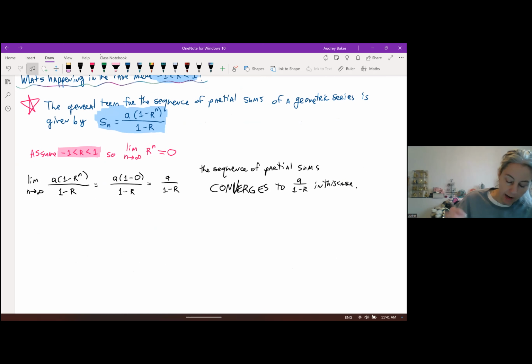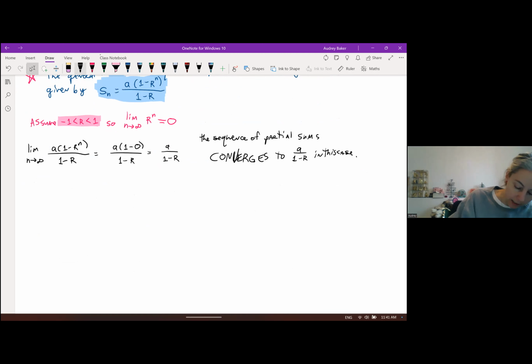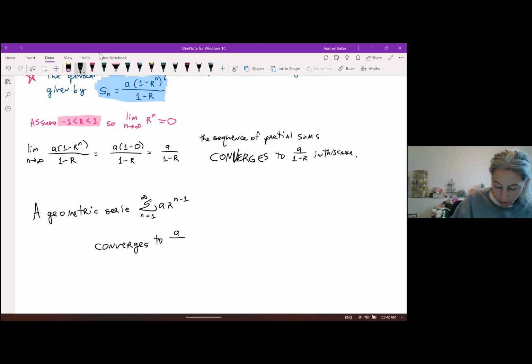So let's write that as a theorem. A geometric series, the sum from n equals 1 to infinity of a r to the n minus 1, converges to a over 1 minus r if -1 is less than r is less than 1, and it diverges if r is less than or equal to -1 or r is greater than or equal to 1.